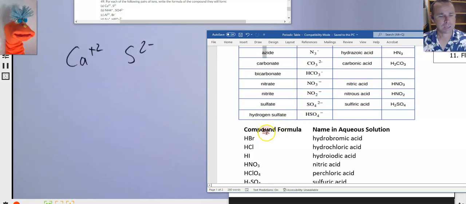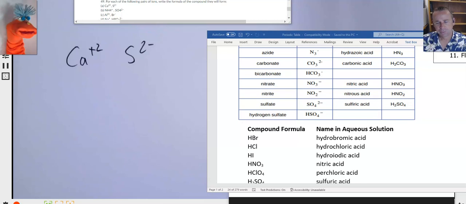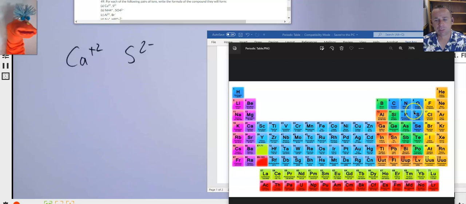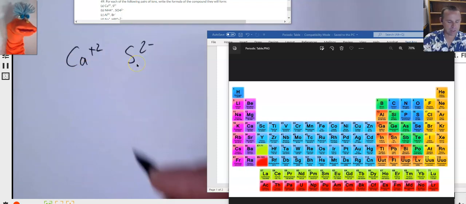What is that? And remember, when it's what we call a monatomic ion, a non-metal monatomic anion, we just call it by its name and give it the "ide" ending: sulfide. So this compound is going to be called calcium sulfide.